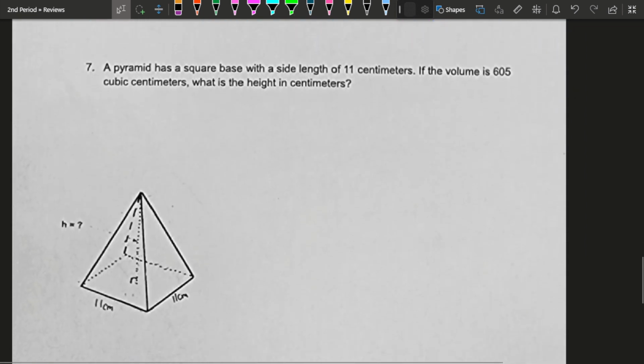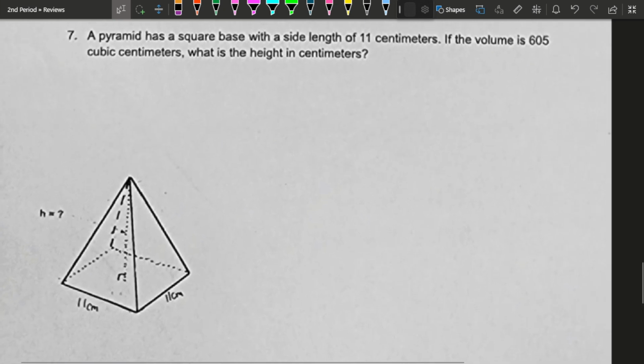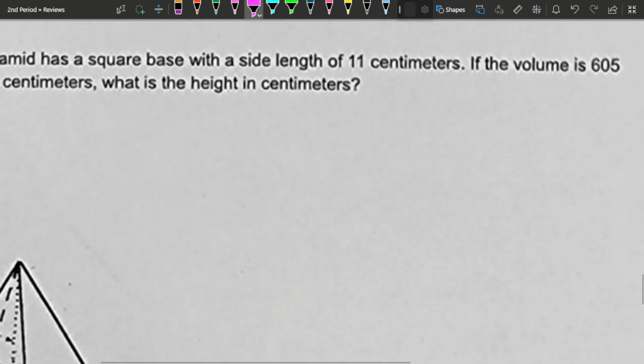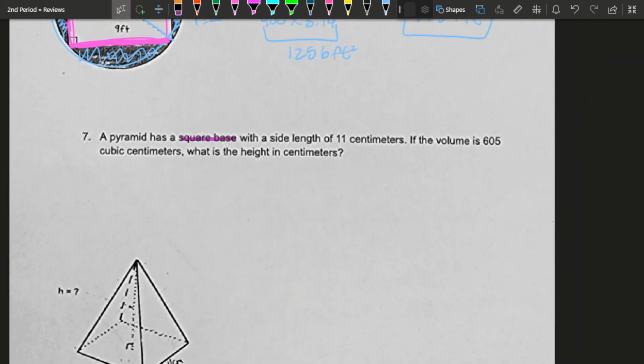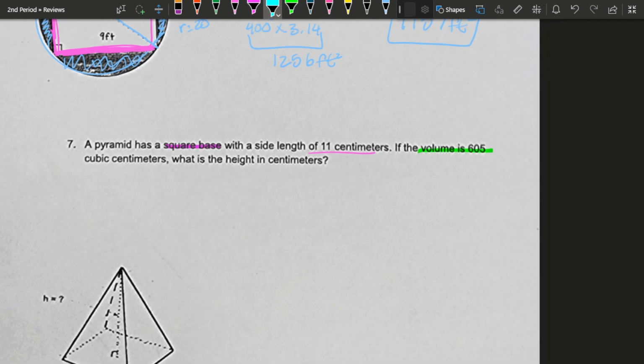We have a pyramid with the square base. That means the base is a square. The side length is 11 for the base. The volume is that. We're looking for the height. So that means we're going to have to work it backwards. So you got to pay attention.